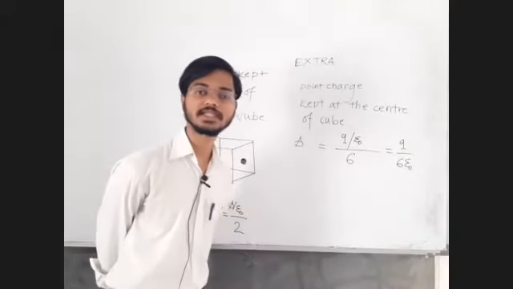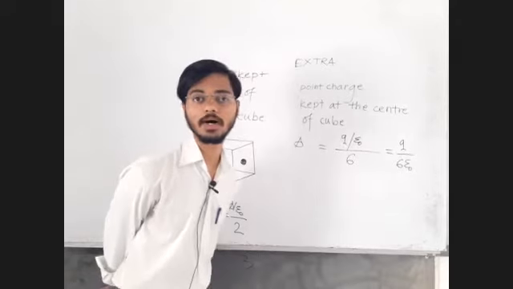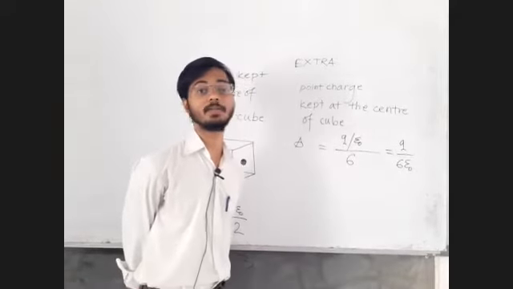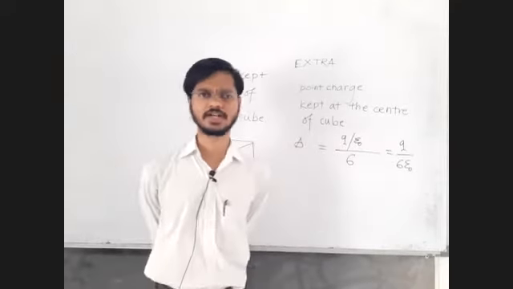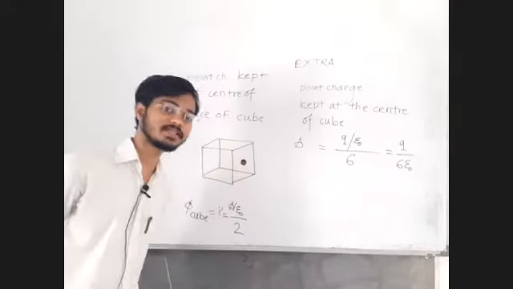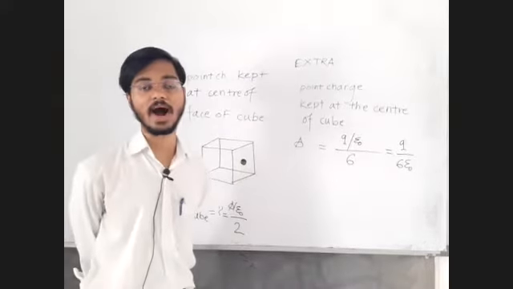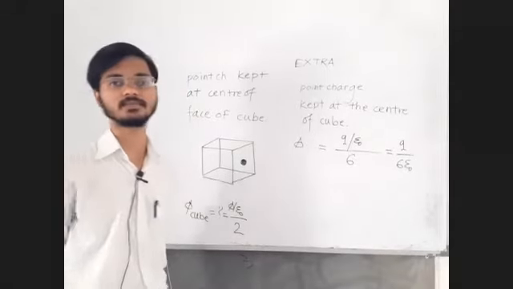But now the charge is placed on the surface of the cube. Then how much charge is inside the cube and how much is outside the cube? Reply to me in the chat box. Charge is a sphere which is placed on the surface of the cube. How much sphere will be inside and how much sphere will be outside? Yes, Ansh, correct answer.